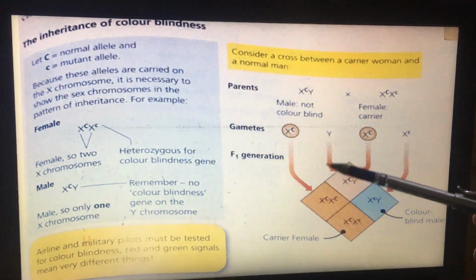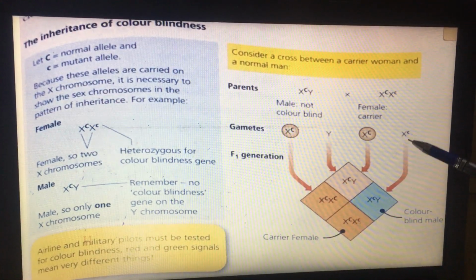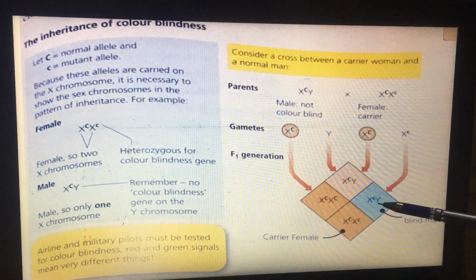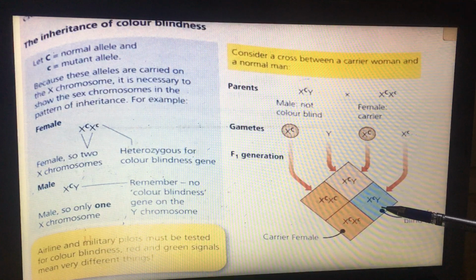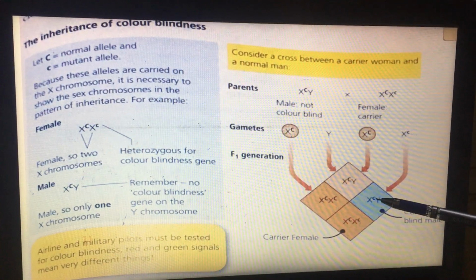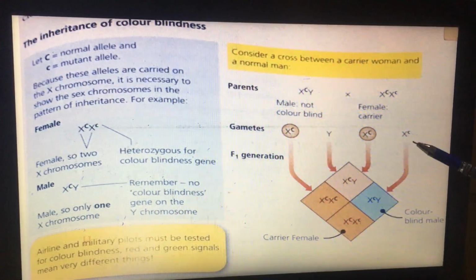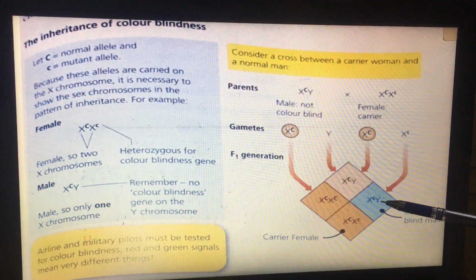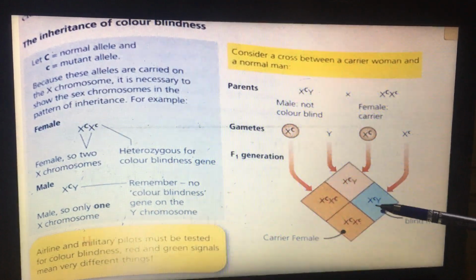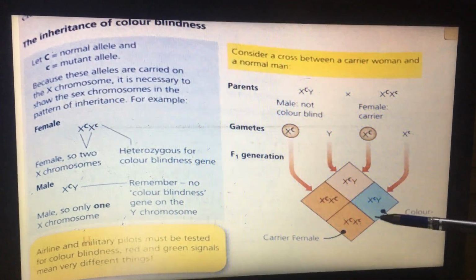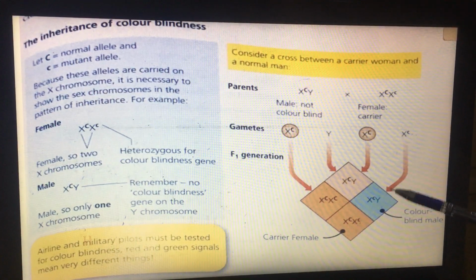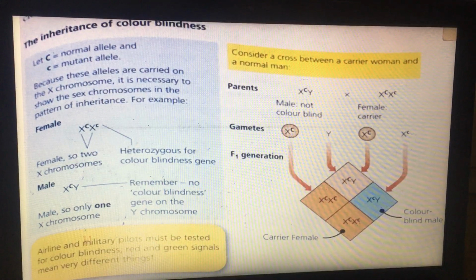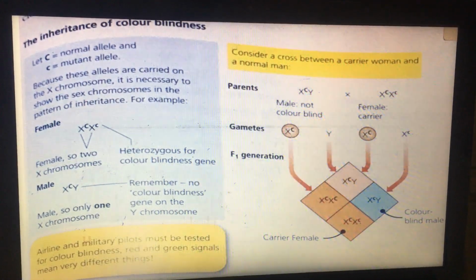Here, XC small with Y. So here we have a male and he is color blind. XC small with Y, XC small is the color blind gene, and Y does not carry any gene. So XC small with Y tells us that this male is color blind. Okay, this is the first example, which is color blindness.